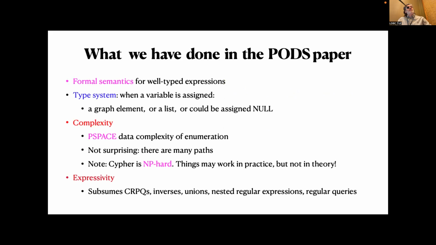Now, what we've done in the paper, we gave formal semantics for well-typed expressions. We gave a simple type system that tells you when a table contains a graph element, a list, or when a null can appear. We did the complexity result. We showed, for the more research-oriented folks here, PSPACE data complexity of enumeration. Of course, at a theoretical conference, you get murdered for that because they say, well, it's not going to work. But of course, we know that Cypher is PSPACE-hard and it works. So there are things that actually work in practice, but not in theory. And on expressibility, it basically subsumes pretty much everything that existed before.